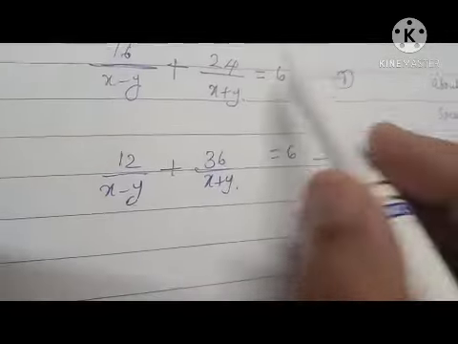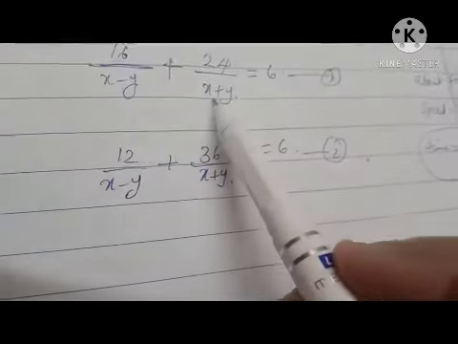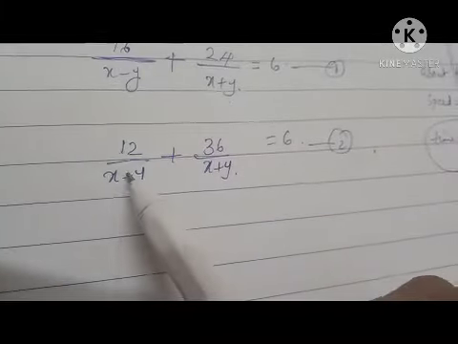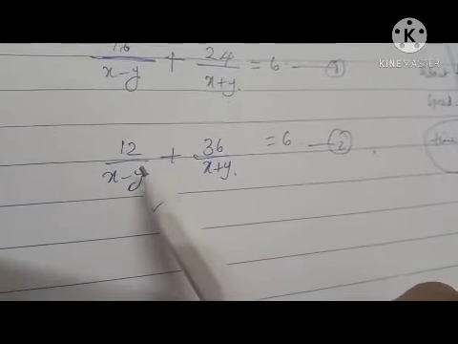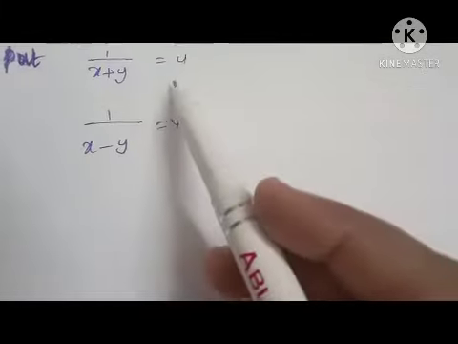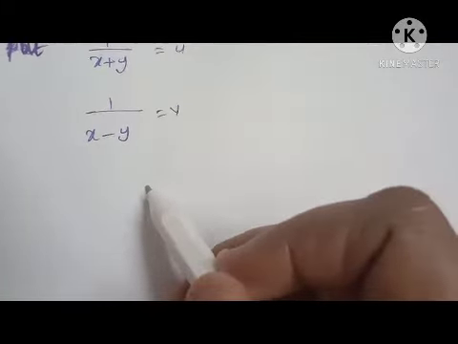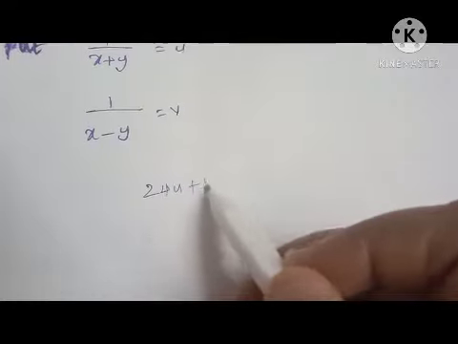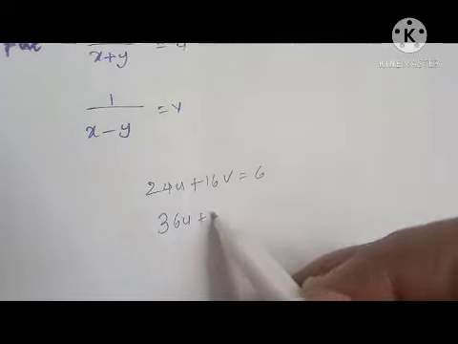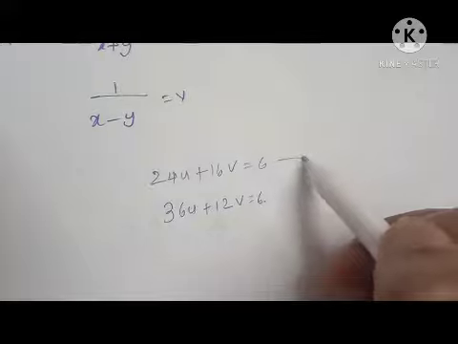Then we have to solve this and find the values of x and y. But here x minus y and x plus y are common to these two equations, and they are in denominators. So we should use the reducible method. Now we can put 1 by x plus y as u, and 1 by x minus y as v. Then the equations become 24u plus 16v equals 6 and 36u plus 12v equals 6. These are the new equations.